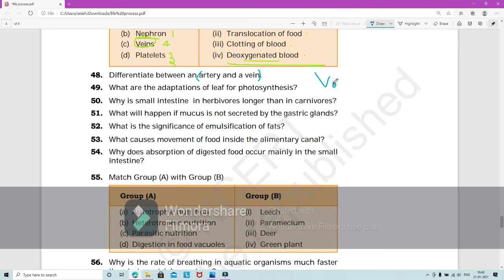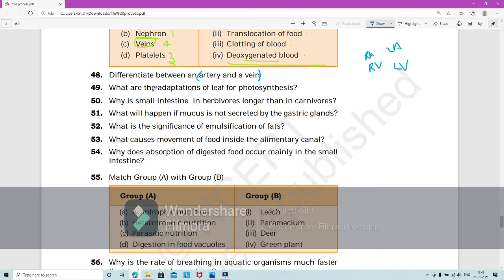Valves. Anyways, they contain valves, which basically prevent the backflow of blood. So you can add these points. And just like the valves, the valve between the right atrium and the right ventricle is called the tricuspid valve, and that between the left atrium and the left ventricle is the bicuspid valve. These valves are also to prevent the backflow of blood.